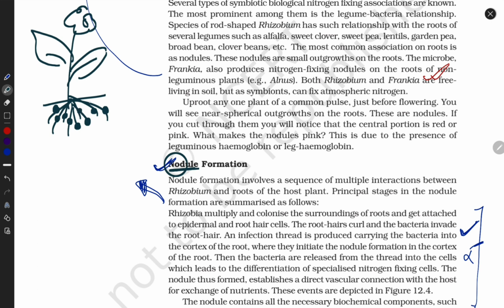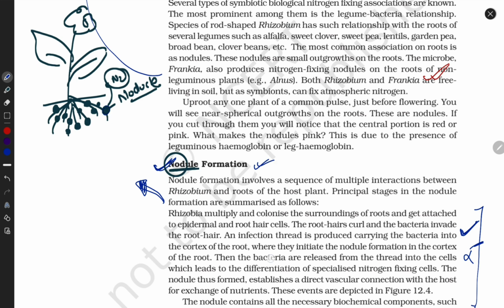Why does the plant allow this? Because these microbes provide them what? Nitrogen, guys. These bacteria provide nitrogen. So the plant allows them. Now let's start their mechanism: how this nodule forms in roots.